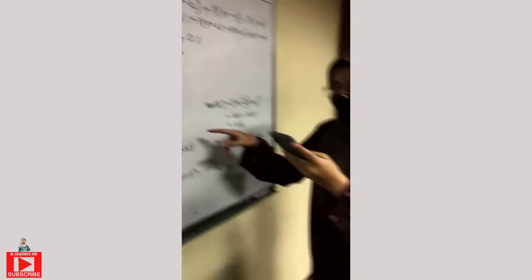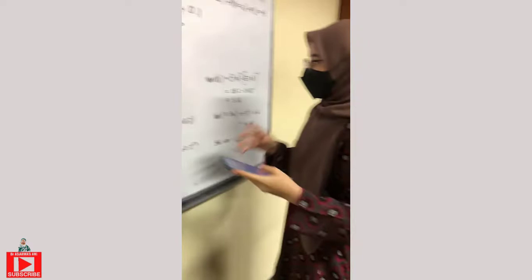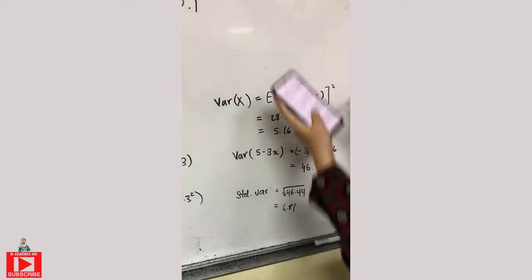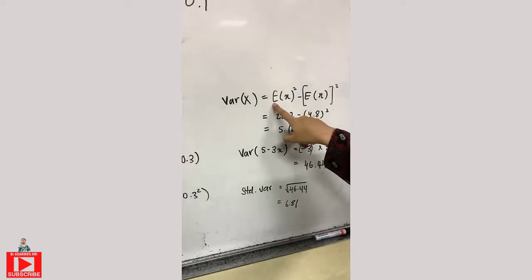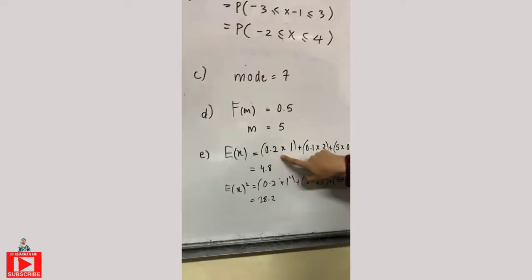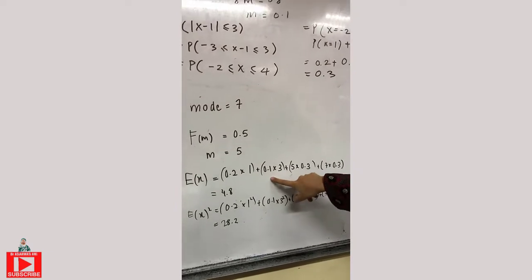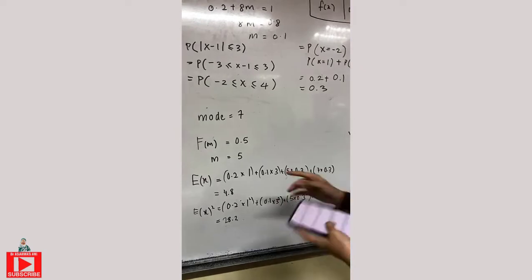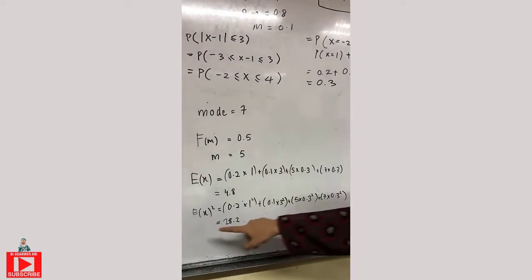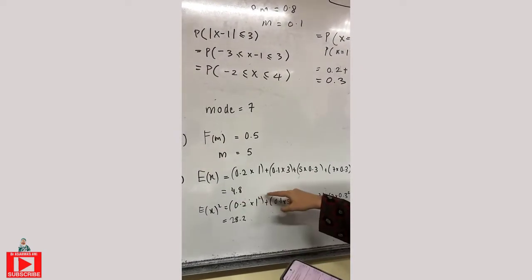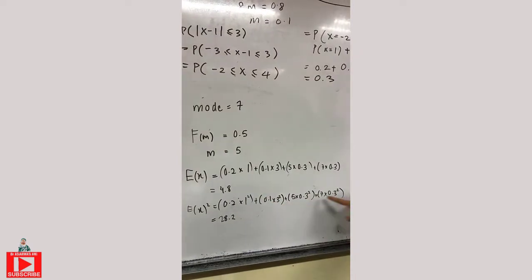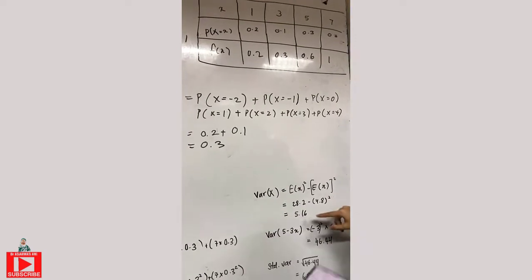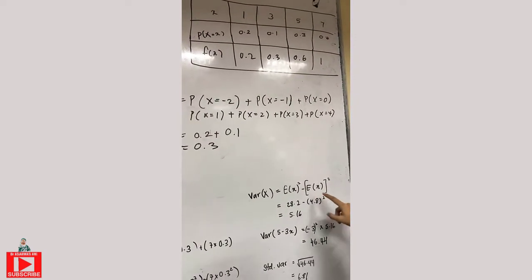For question E, the question asks for the variance of x. To find variance of x, the formula is E(x squared) minus E(x) squared. First, you have to find E(x). E(x) is 0.2 times 1, 0.1 times 3, 5 times 0.3 plus 7 times 0.3, so we get 4.8. Then the next one is E(x squared), the same, but you square the x, and we get this. So variance of x, substituting back, is 38.2 minus 4.8 squared, and we get this.